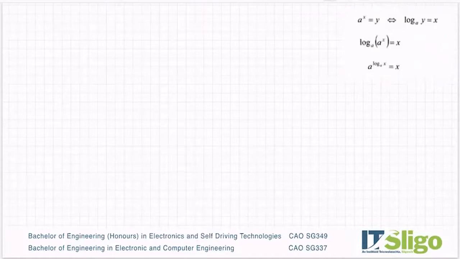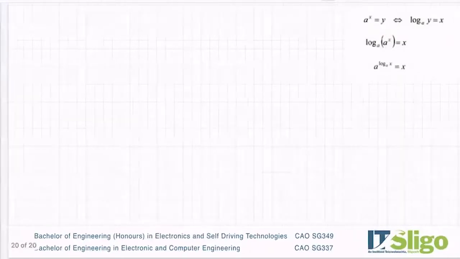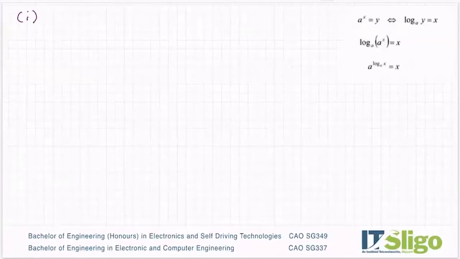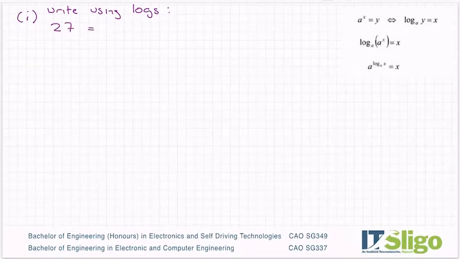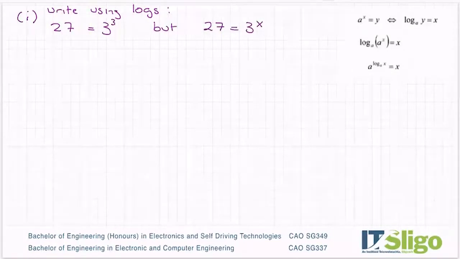So how do you use that first one here? How do you switch from indices to logs? Well, let's just take one example, and I'd say maybe write using logs. 27 is 3 to the power of 3. We know that, okay? But what if the question was 27 is equal to 3 to the power of x? Solve for x. Now again, because this one is easy enough, you might be able to see the answer, but how do you do it using logs?